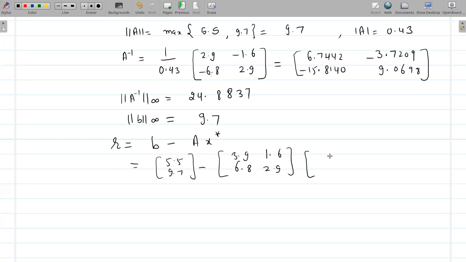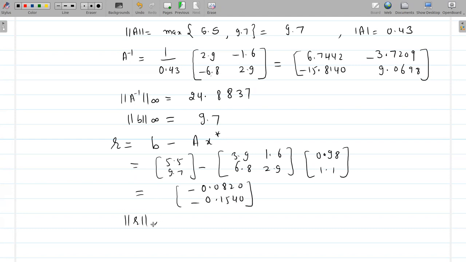x star is the approximate computed solution that is also given: 0.98, 1.1. Okay, so first multiply, then subtract. So the final answer is minus 0.0820, minus 0.1540.